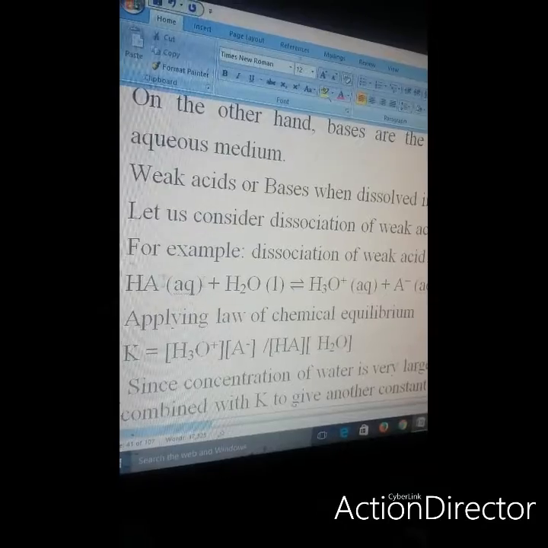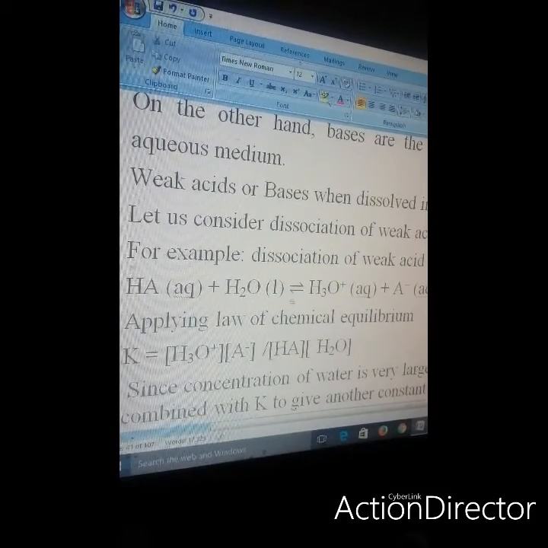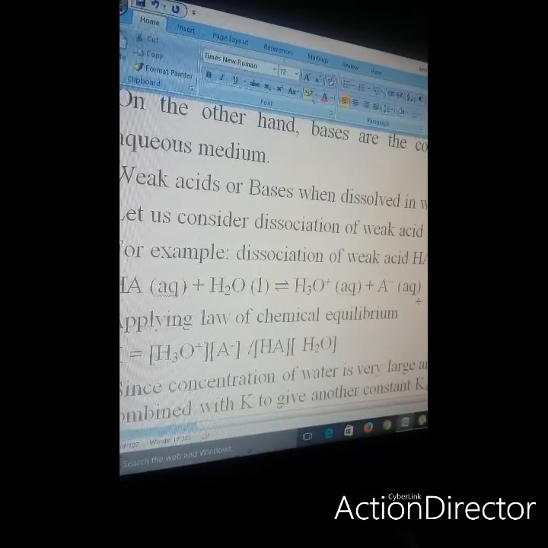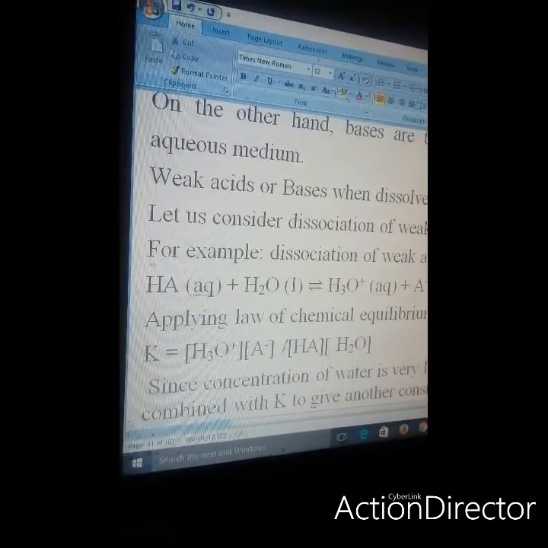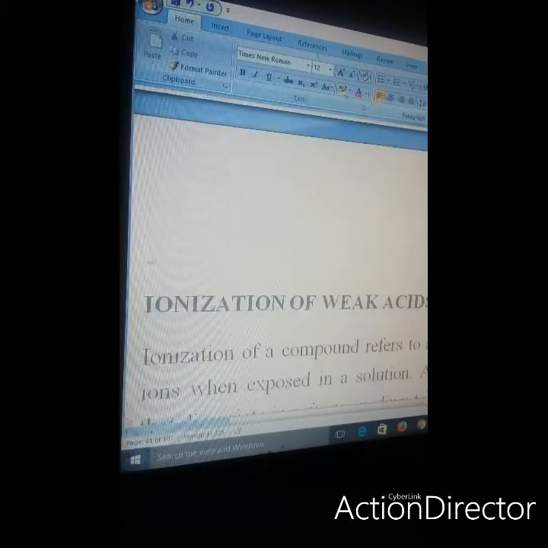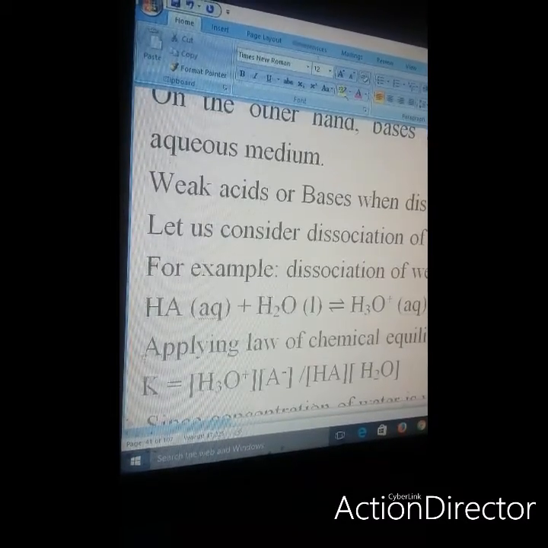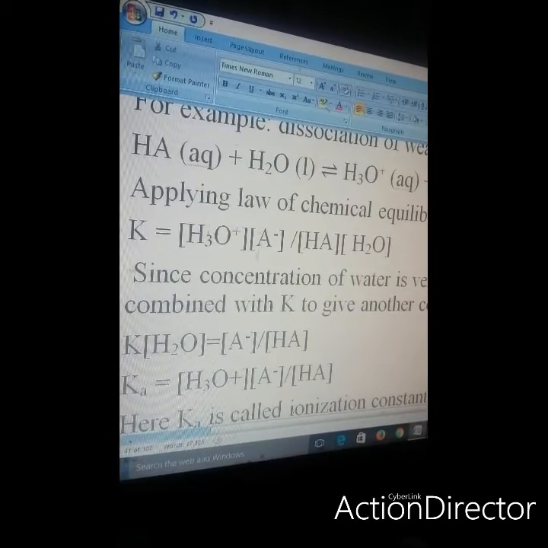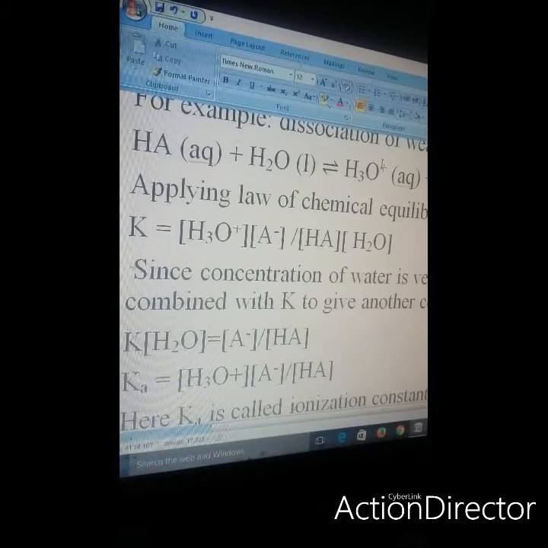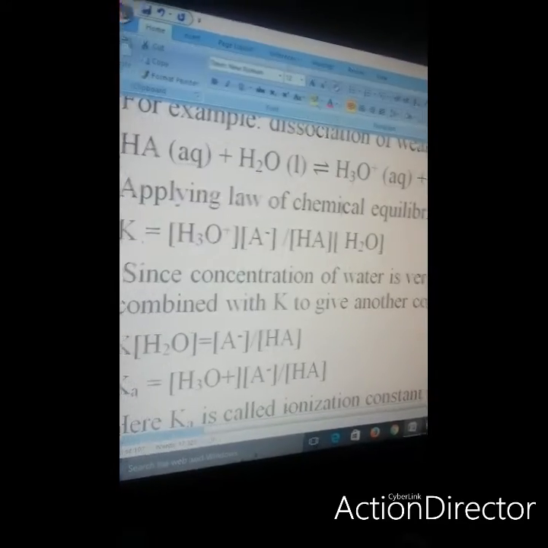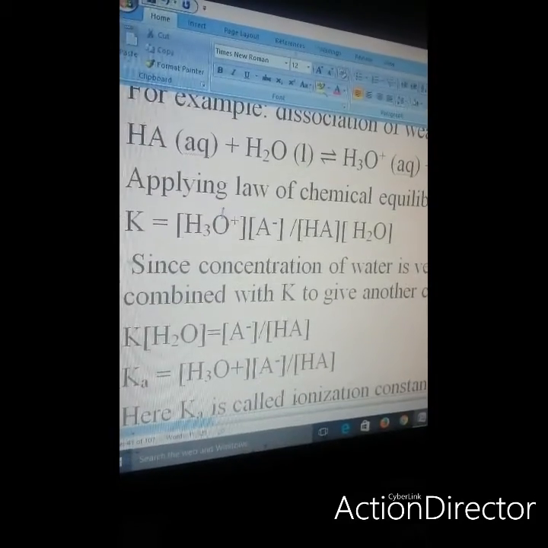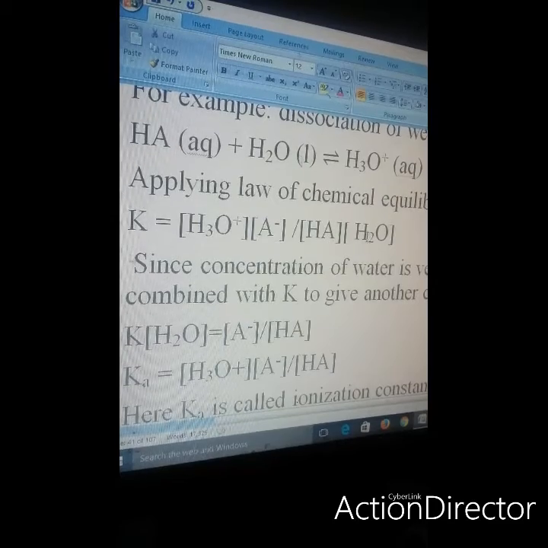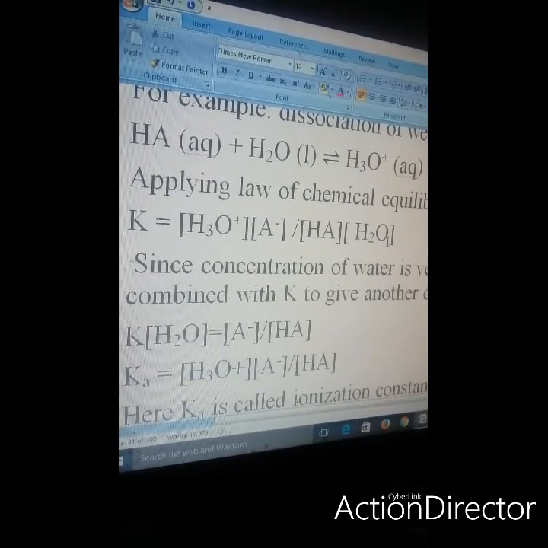Now here let us consider the dissociation of a weak acid HA. When it is dissociating, it gives you hydronium ion and A negative ion. Let us apply the law of chemical equilibrium here, according to which K, the dissociation constant, will be the product of concentration of products upon the reactants. So these are the products, H3O plus and A negative, which I am writing in the numerator, divided by the product of concentration of reactants, that is HA and water.